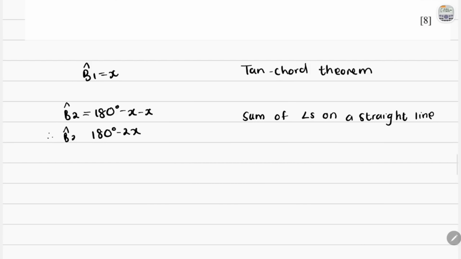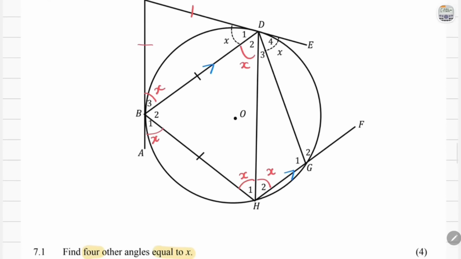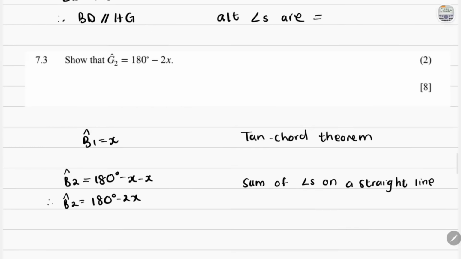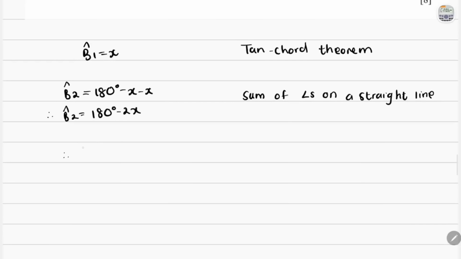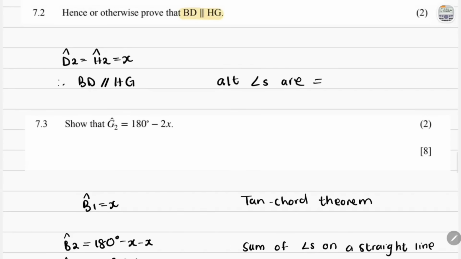And then finally, to find this angle G2, you see that angle G2 and angle B2 are equal because this is the exterior angle of the cyclic chord, so it's equal to the opposite interior angle. So finally, angle G2 is equal to angle B2. Therefore, it's equal to 180 degrees minus 2x because of the exterior angle of a cyclic chord. Okay, and there we go. We've proven that.